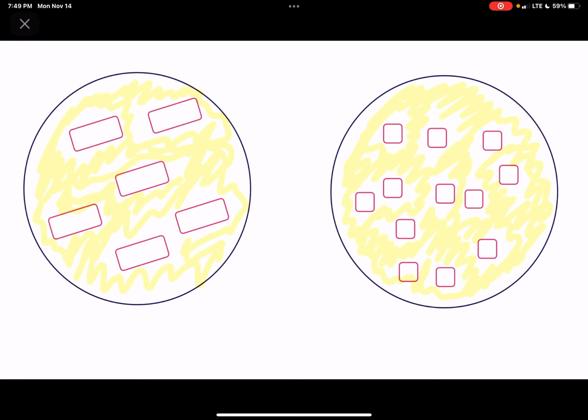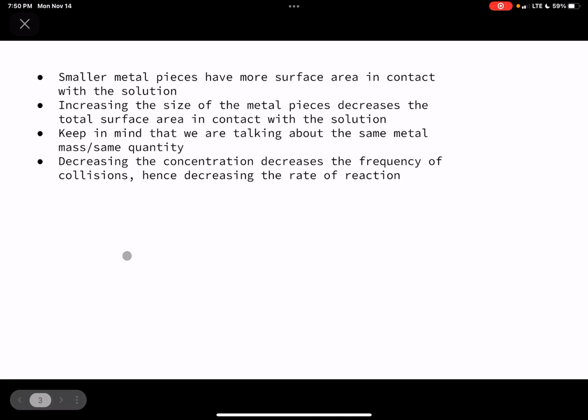And just to be clear, we're talking here about the same quantity, so we just split the metal pieces. We didn't add any more metal pieces. And that's it. So the other options are incorrect because decreasing the concentration decreases the frequency of collisions, hence decreasing the rate of reaction, meaning that C and D are incorrect. And that's it. So A is the correct option.